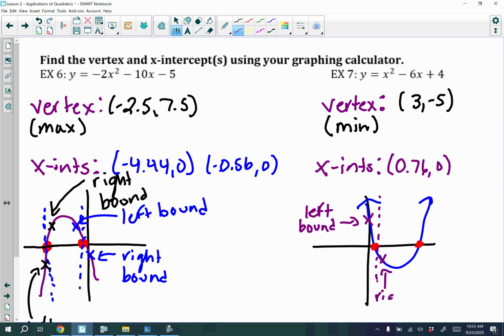And so that means when we do the other one, it's going to reverse. I'm going to draw my imaginary line. To find the second x-intercept, we're going to have to find the left bound. In this case, the left-hand side of this imaginary line is below the x-axis. So that's going to be our left bound. So I'm going to place my cursor.